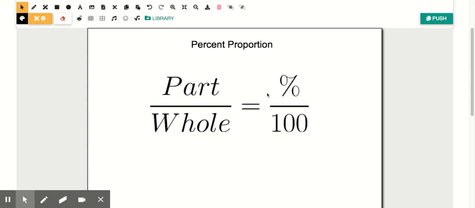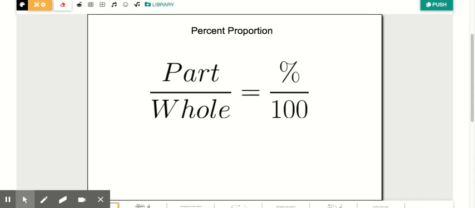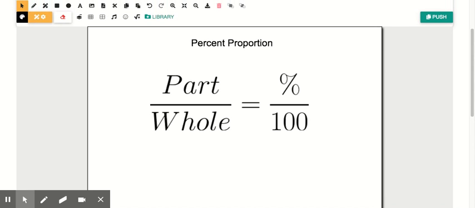Okay, so we're going to go ahead and review a little bit of the percent proportion here. This is a proportion that we can use to find out the percent of a number, or what part of a number a percent represents, or what part of a whole. And you see that we have it lined up here. Percent proportion says the part to the whole is the same as the percent to 100.